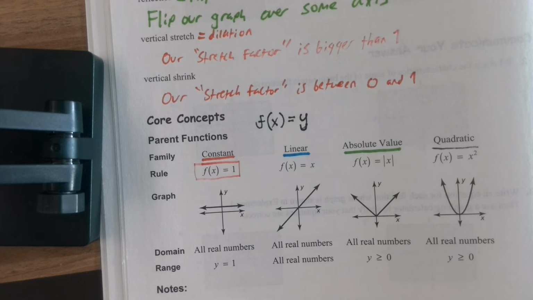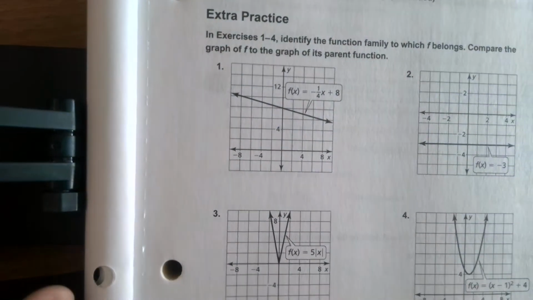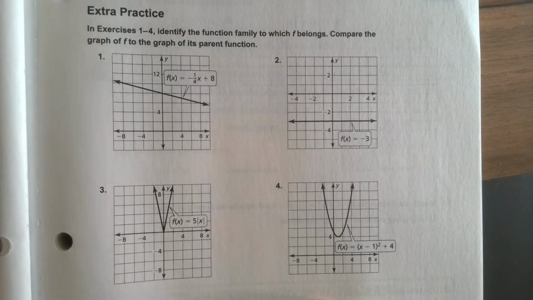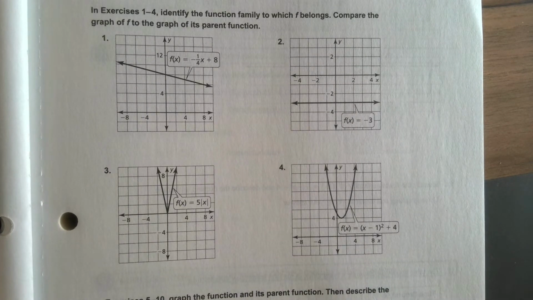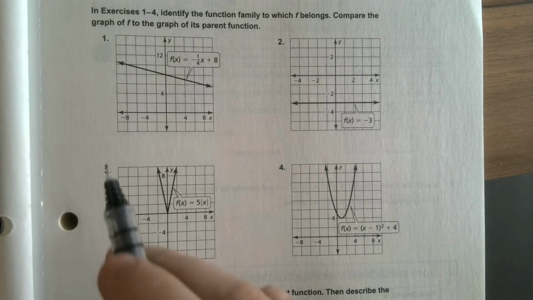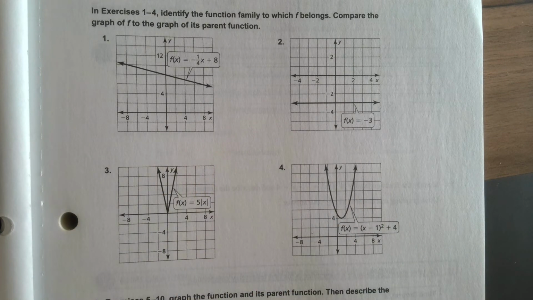Let's do a couple of quick practices. If we flip over to the next page, to page number 5, where it says extra practice, we've got some identification to do. We're asked to first of all identify the function family to which f belongs. We want to pick out what each of the parent functions is for these 4. Try writing down what the parent functions are for each of them by pausing the video, and come back in about a minute or so.